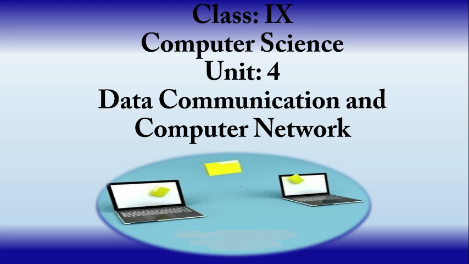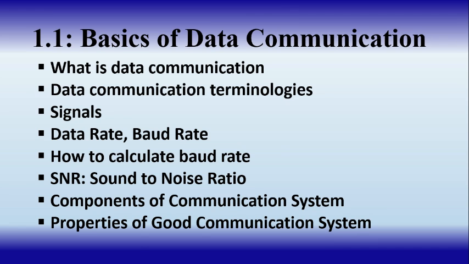Today we are going to start unit number 4, data communication and computer network. Students, our first topic is basics of data communication. In this topic we will discuss what is data communication, terminologies, signals, data rate, baud rate, how to calculate baud rate, SNR (signal to noise ratio), components of communication system, and properties of good communication system.